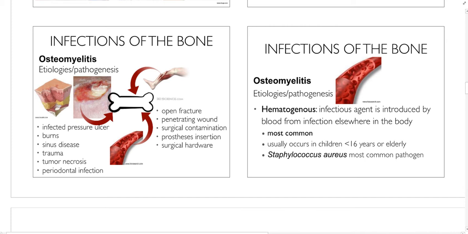So most of the time, it is done through a hematogenous infection, where we have an infectious agent that is introduced by blood from an infection elsewhere. So they had sepsis. That sepsis then has led to the exposure of the bone to the agent via circulation. Normally, this is only going to be in those who are really young or really old, and S. aureus is going to be the most common pathogen there.